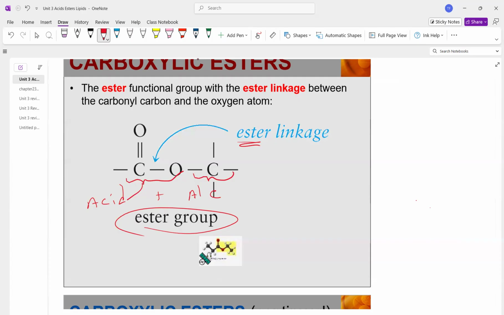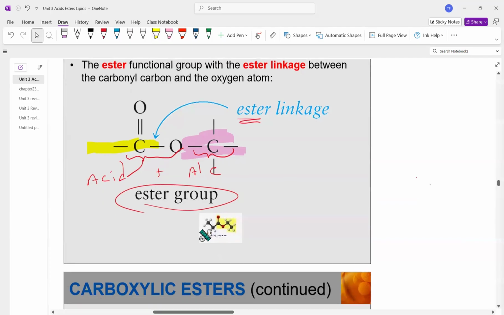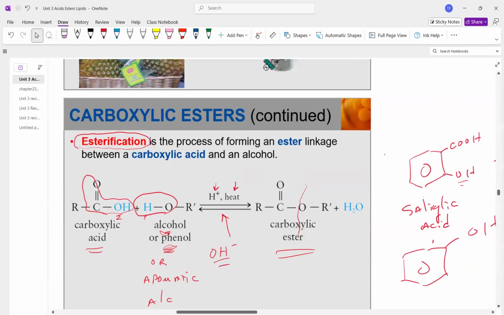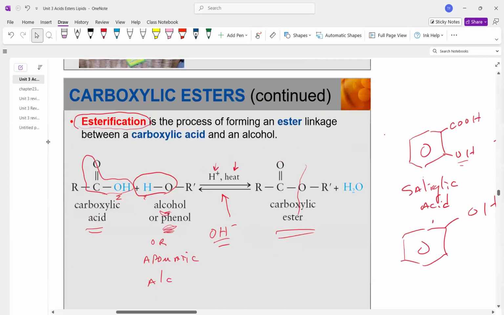Now, here's where we're going to have a primary and a secondary backbone. The alcohol part, and then we have the primary backbone. That's important to identify. So on the carbonyl side, the double bonded O is on the acid side, and the other one's the alcohol side. Okay, the process of making an ester is called esterification.